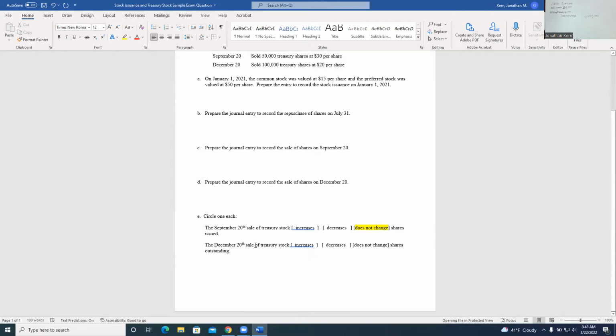However, the December 20th sale of Treasury stock, does it increase, decrease, or does it not change shares outstanding? Well, when we sell Treasury shares, we increase shares outstanding. Outstanding means they're issued and they're not in Treasury. If they're issued and not in Treasury, they are outstanding.